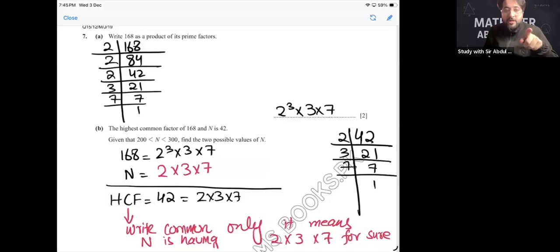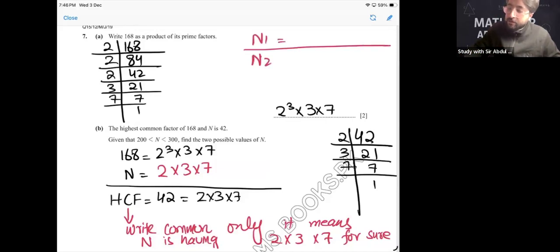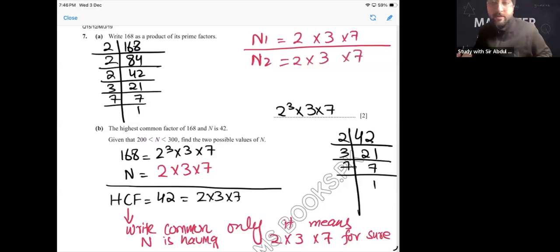Given that 2 times 3 times 7 is 42, and n is greater than 200 but less than 300, find the possible values of n. So now remember one thing. Please pay attention, everybody: I want to make it common, and 2, 3, and 7 should be common. So let's write n1 and n2, two values of n. 2, 3, and 7 must be there in n1 and n2.